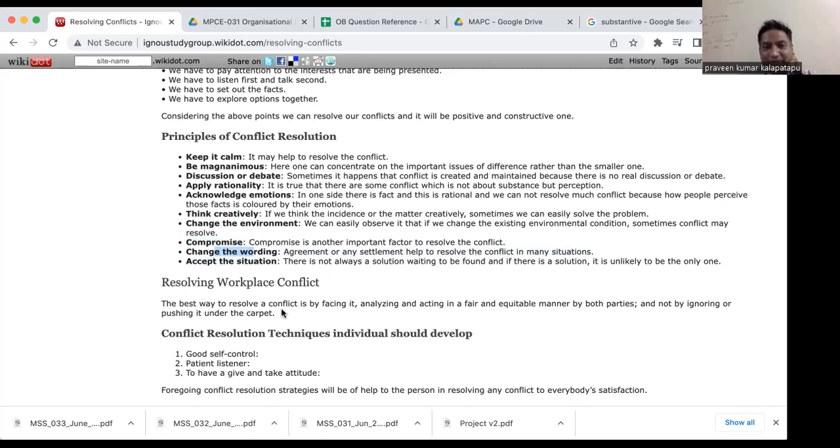Change the wording. If there is an agreement or a settlement that is going to come into the picture, changing the words here and there would really make things comfortable and resolve the conflict. Accept the situation. If there is something that is not going to be possible, which is going to affect others, which you need to drop, you need to be realistic in nature. So accept the situation. Don't go really emotional and put your goal in front and not care about the other, right?